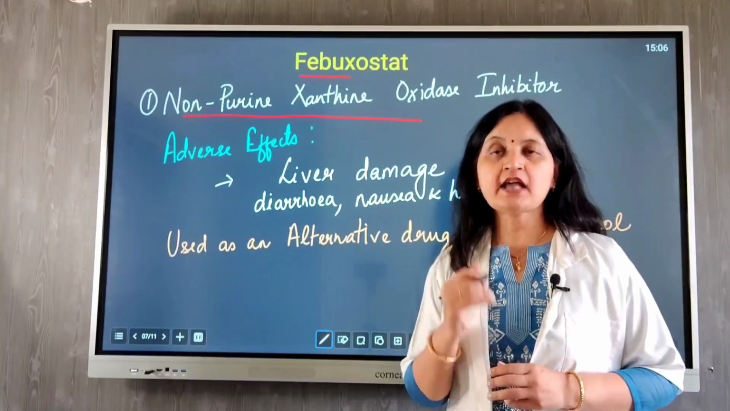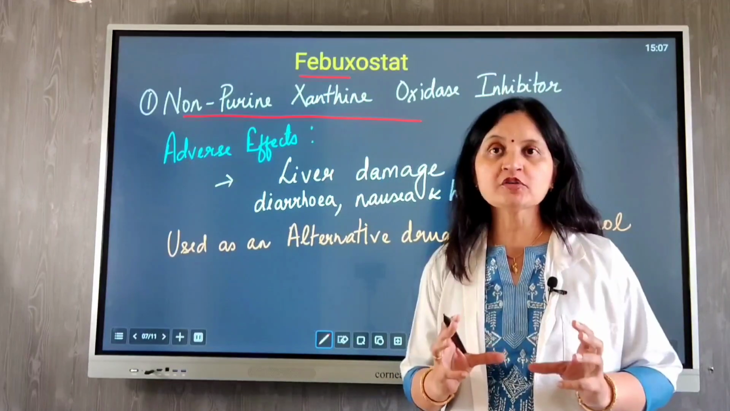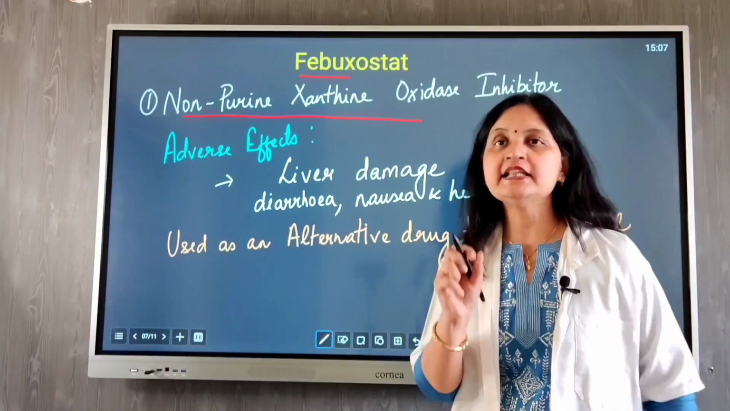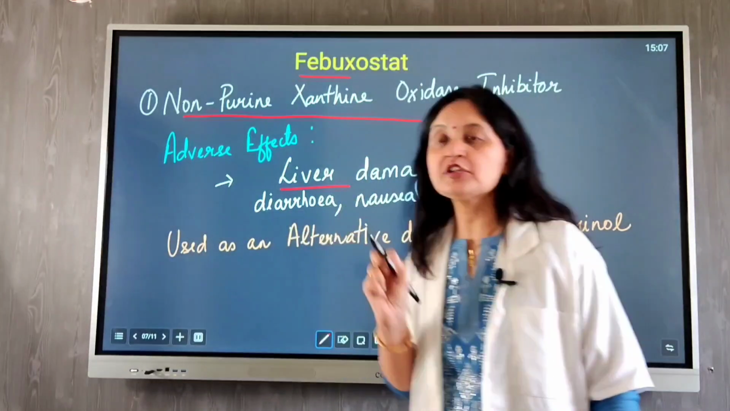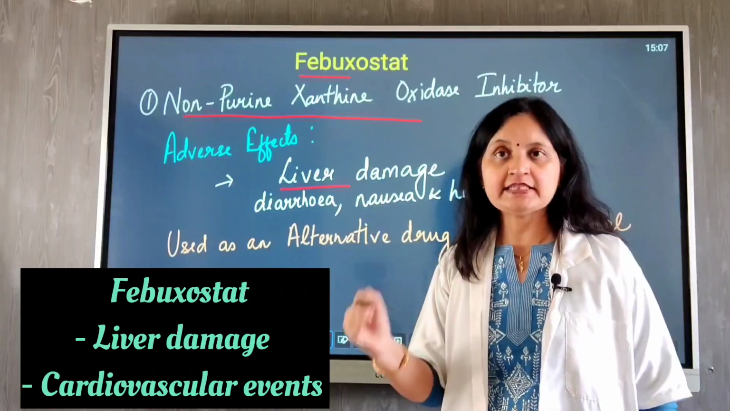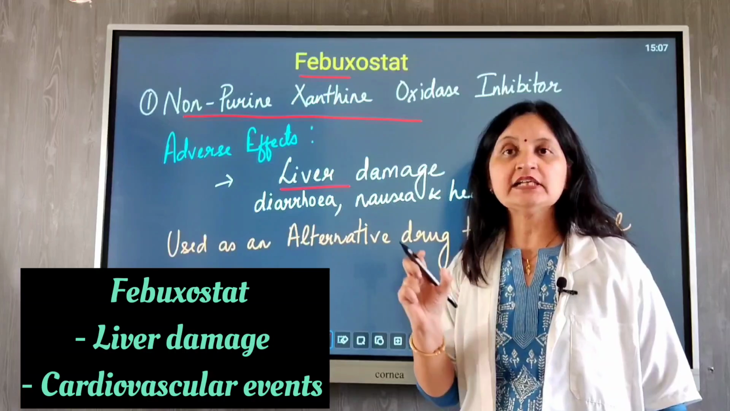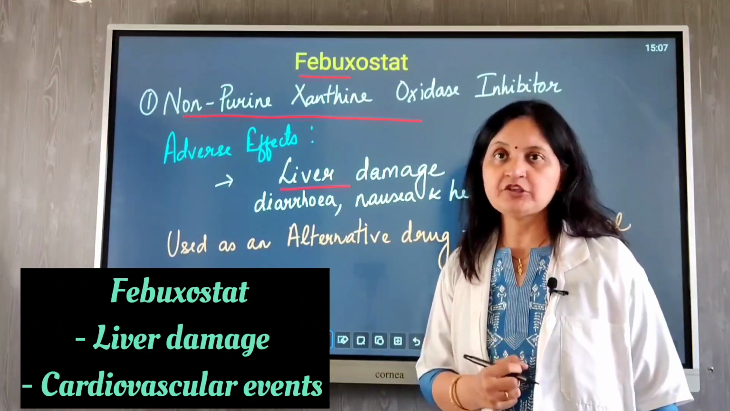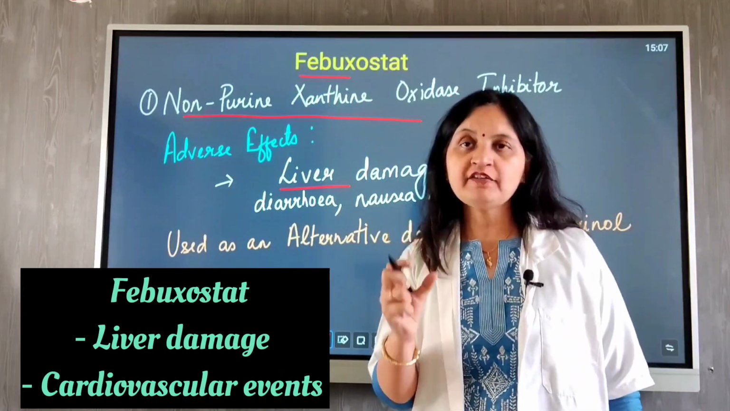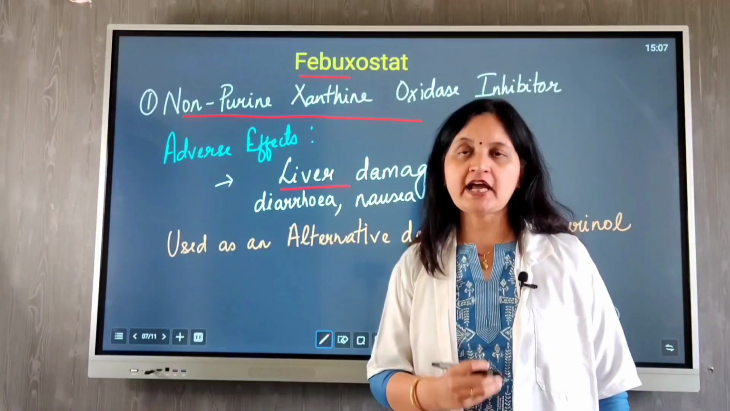In terms of adverse effects, unlike allopurinol, which is known to cause hypersensitivity reactions, in case of febuxostat, hypersensitivity reactions are rare. The most important adverse effect is liver damage. There can be elevation of liver enzymes, and therefore monitoring of liver enzymes is essential. Also, febuxostat is known to have caused cardiovascular events causing death in patients. So liver damage and cardiovascular events are some of the important adverse effects related to febuxostat use.